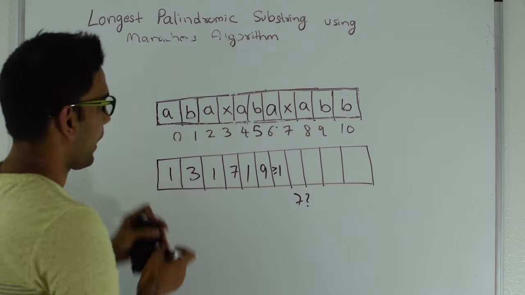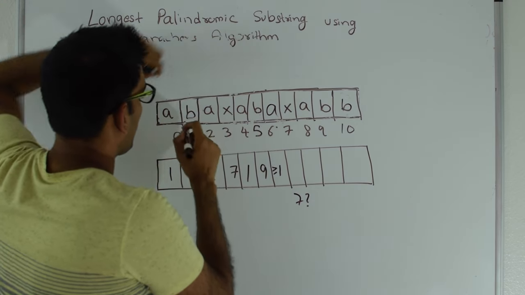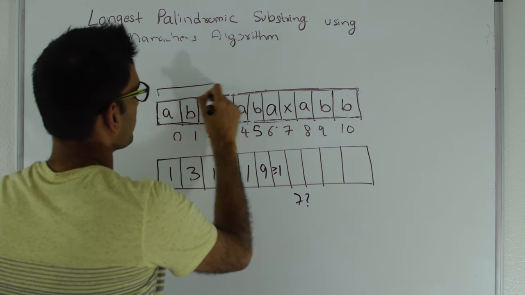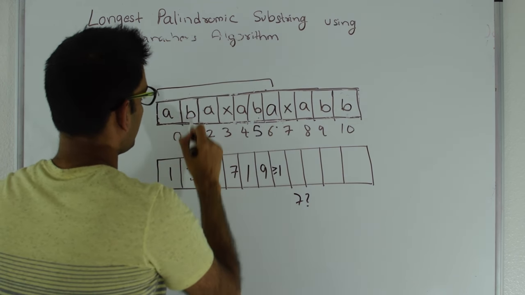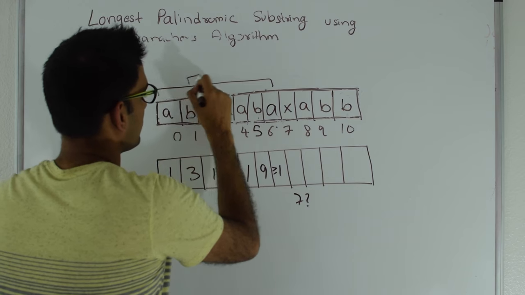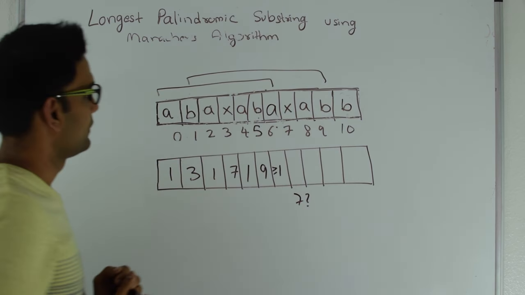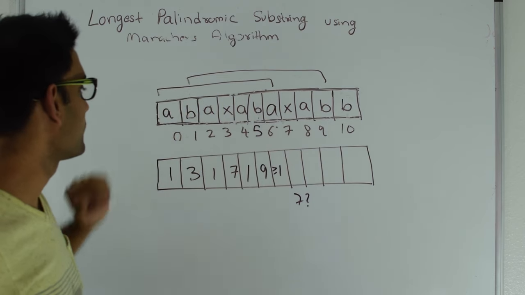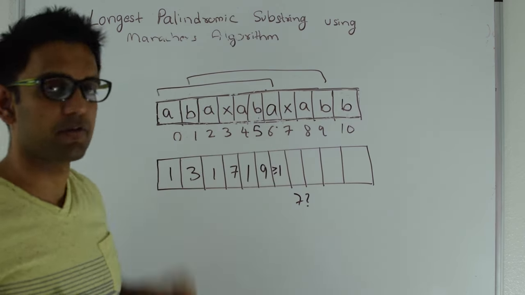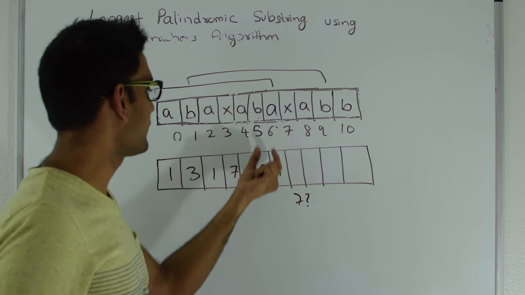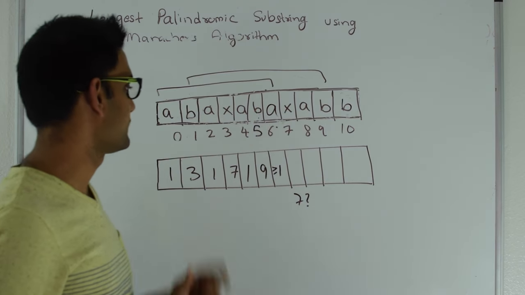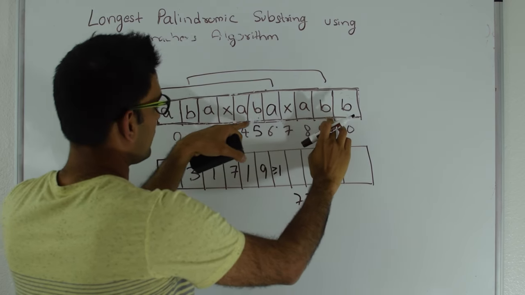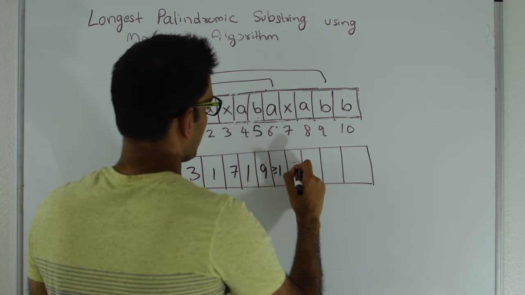Why? The palindrome around this x was expanding from this point to this point, and the palindrome around this b is expanding from this b to this b. So the palindrome around this x goes beyond the left edge of my current palindrome. So there is no guarantee that the palindrome on the other side will be of length 7. The palindrome around this other side will, we know, be till this edge and this point, so the size will be 5 instead of 7.